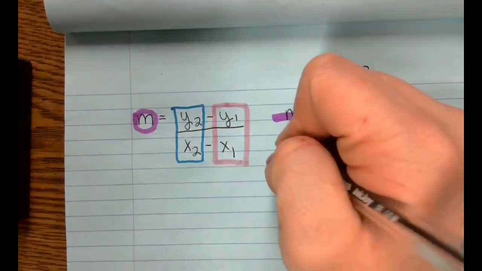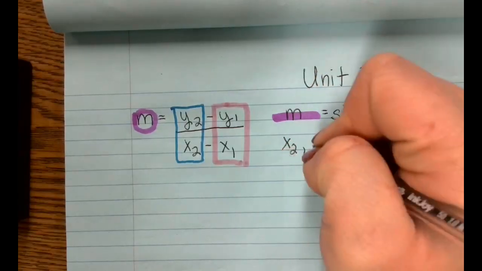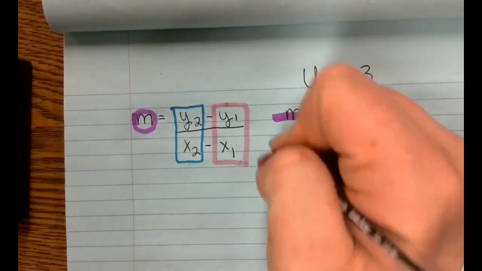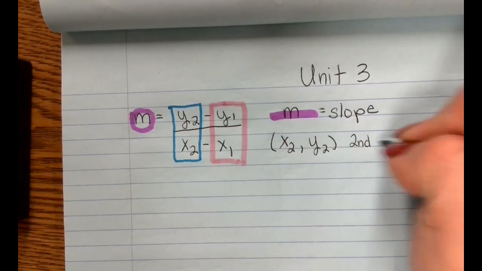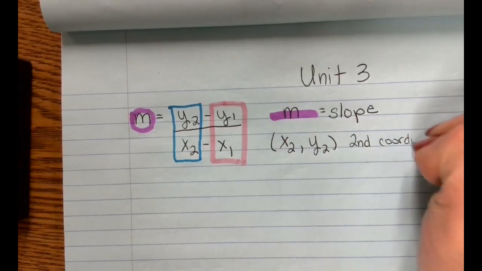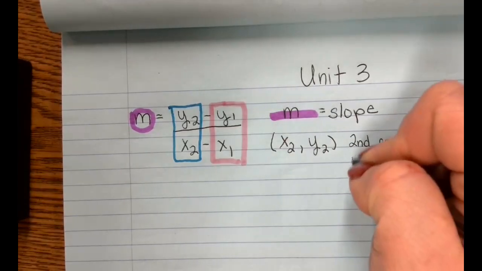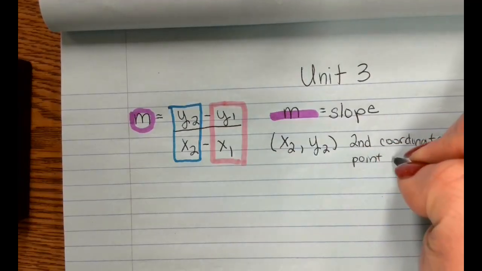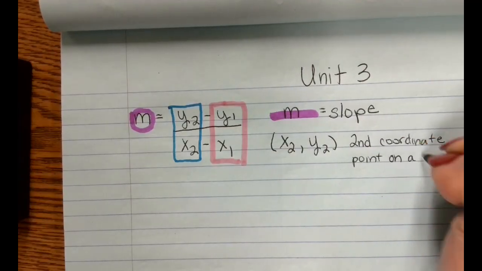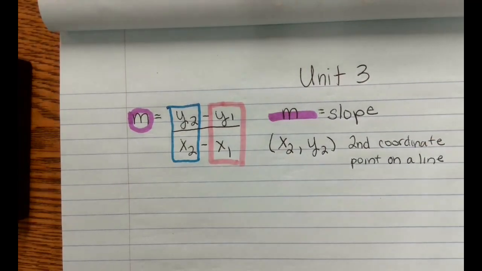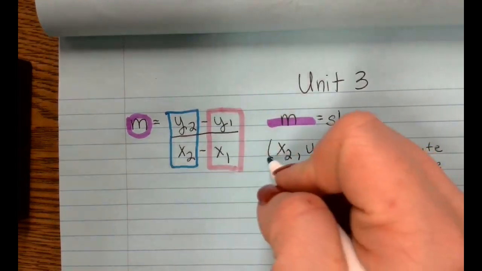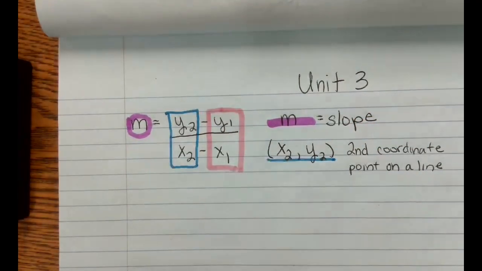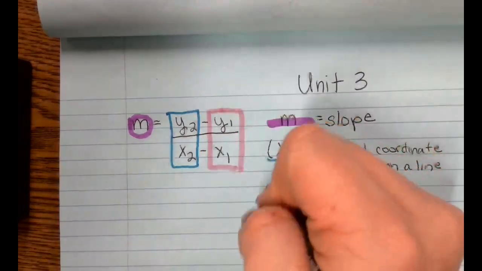Well, what those actually are is they're coordinate points. So this is the second coordinate point. That's what the 2 means. So this is the second coordinate point you pick on a line, or in a linear relationship if you want to sound fancy. So that's what the blue means. Okay? And then the second one is the first coordinate point you pick on a line.